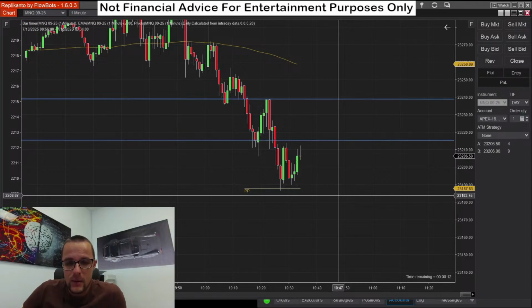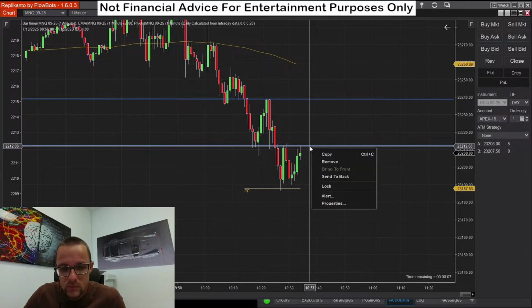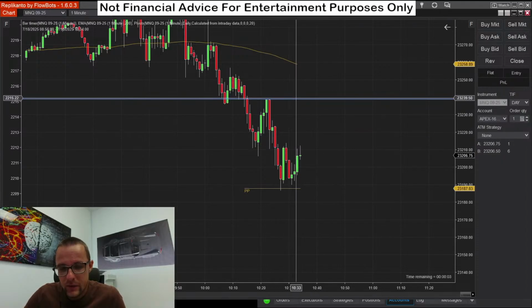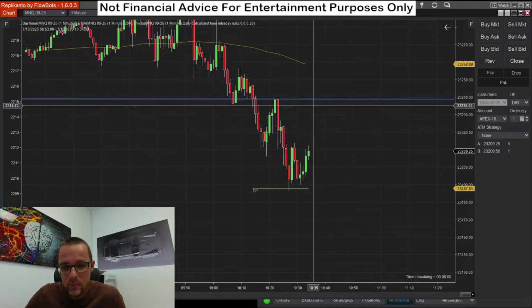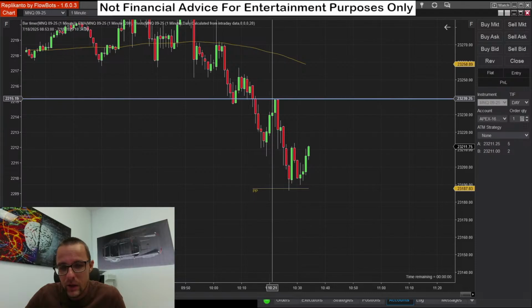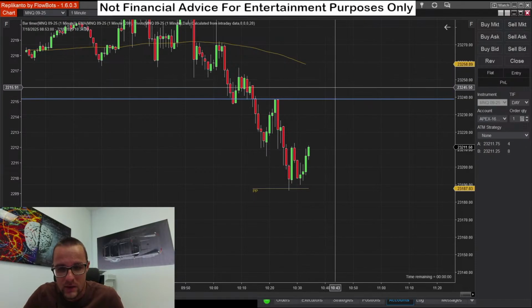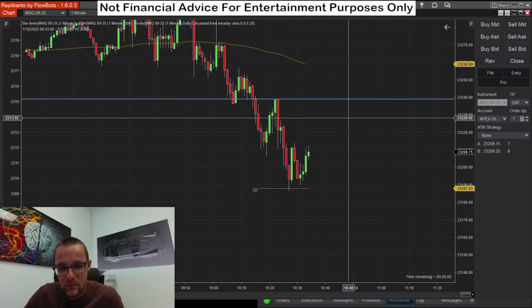I'm just looking for this right here. Let me take this off. At this point right now, I'm looking for this line right here. My ideal setup right now would be to potentially push up, maybe take out this high right here, tap into VWAP, tap into that 200, and then reverse off of that, and potentially give me a setup to go short.